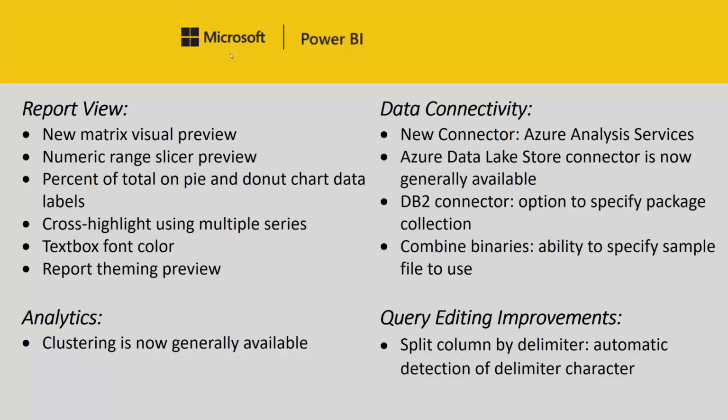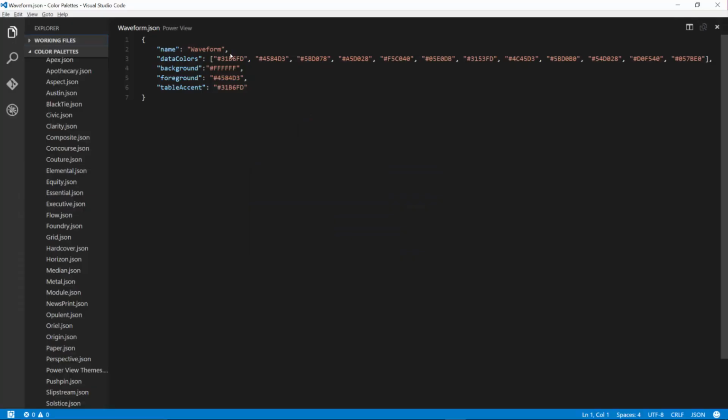Speaking of theming, the last feature I'm going to talk about within the report view section is one that I'm personally very excited about. It's our first preview of report theming. So in this very first preview of the feature, what you'll be able to do is create a JSON file that defines what colors you want us to use for all of the charts in your report. So let me start by showing you that JSON file.